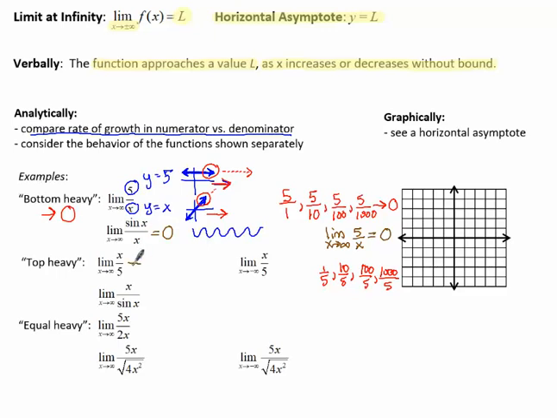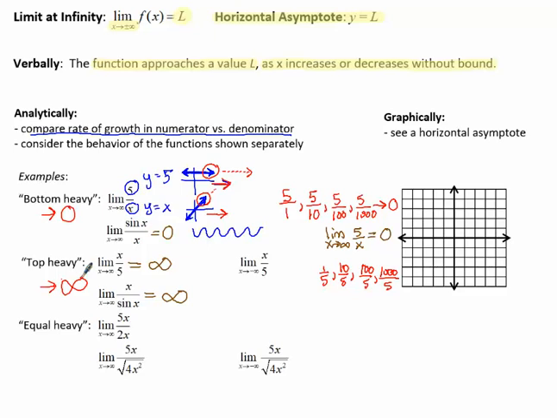So this limit is infinity. Similarly, sine of x is a constant function. It just goes up, down, up, down, up, down. It doesn't increase or decrease, really. It just keeps going up and down, whereas the numerator is always increasing. This is another example that'll give us infinity. So with this, the limit for the quote-unquote top heavy is going to be infinity.